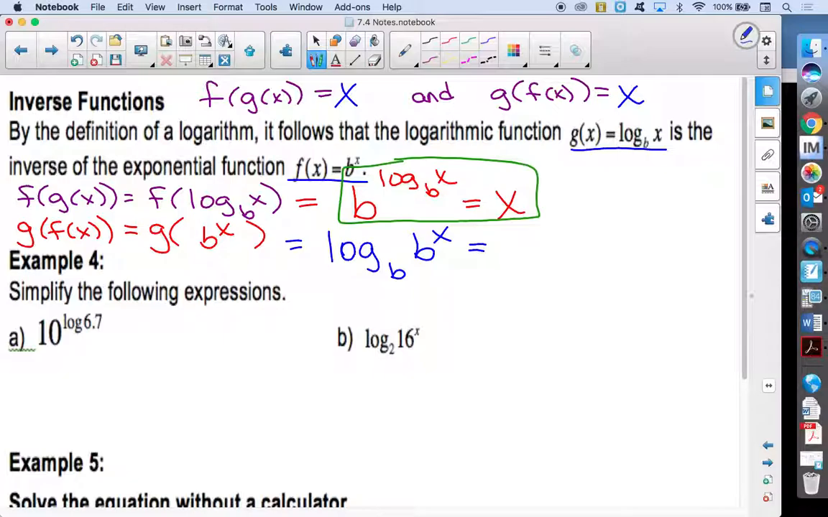So just like the one above, if the log with a base b and the base of the exponent are the same, so the key is they have to be the same. So you have to have the same number as your base and the same number with your exponent. Then these guys cancel and again just equal x. So this is the other property that we'll look at and use.